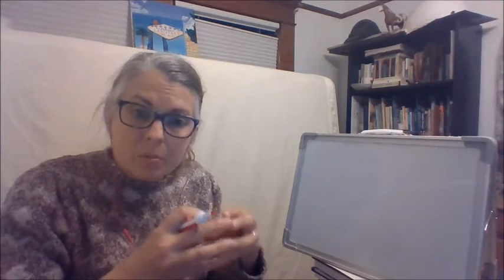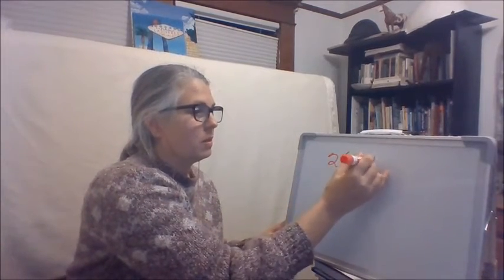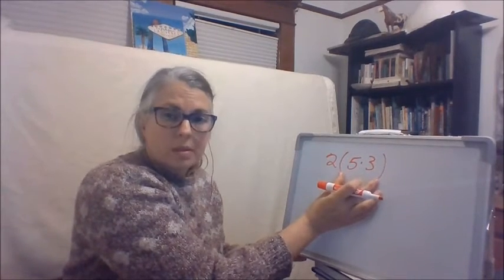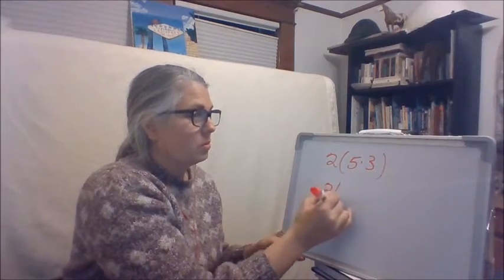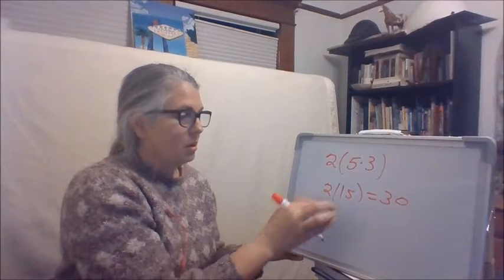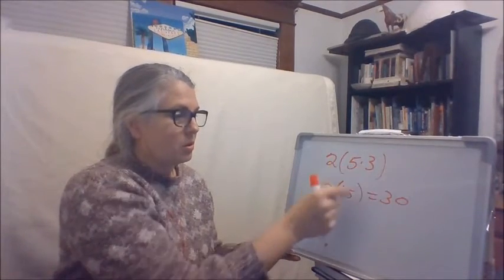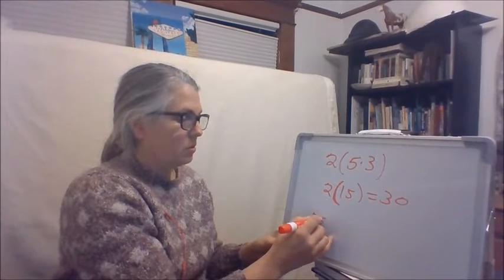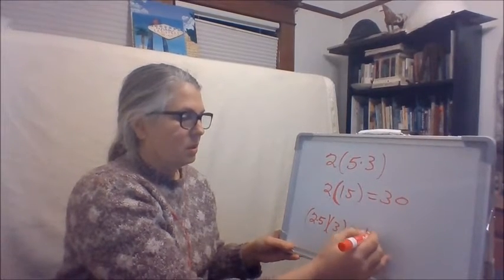So for example, if I have 2 times 5 times 3, right? Do I have to do what's in the parentheses first? Let's find out in this example. Let's say it's 2 times, 5 times 3 is 15, 2 times 15 is going to be 30. Okay, that should be a parentheses there. So that's doing what's in the parentheses first. If I did 2 times 5, all times 3, that's going to be 10 times 3, that's going to be 30.